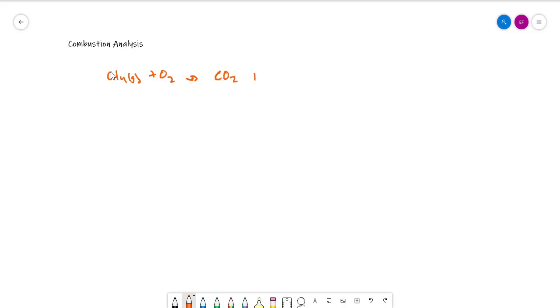So for instance, we could take methane gas and burn that in oxygen, and that would produce CO2 and water. And it's important to note that in any combustion reaction that uses oxygen as an input and some hydrocarbon like CH4, you will always produce a mixture of CO2 and H2O. In this case, the balanced chemical reaction would be a 2 there and a 2 there.